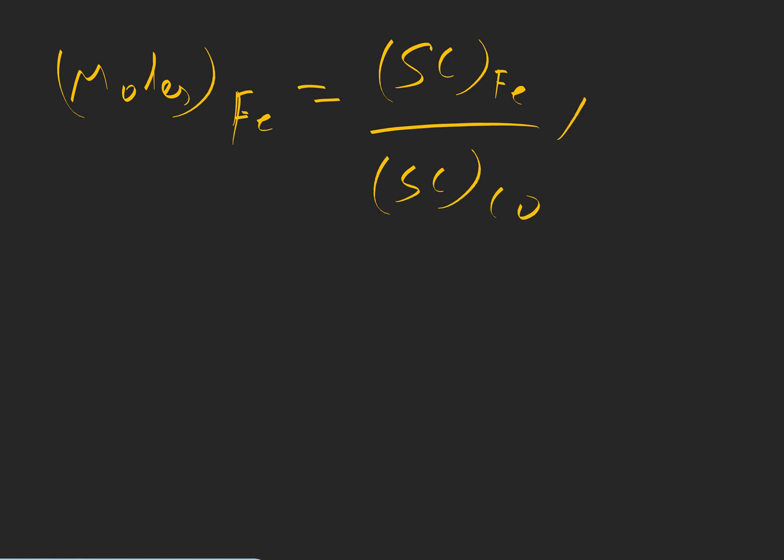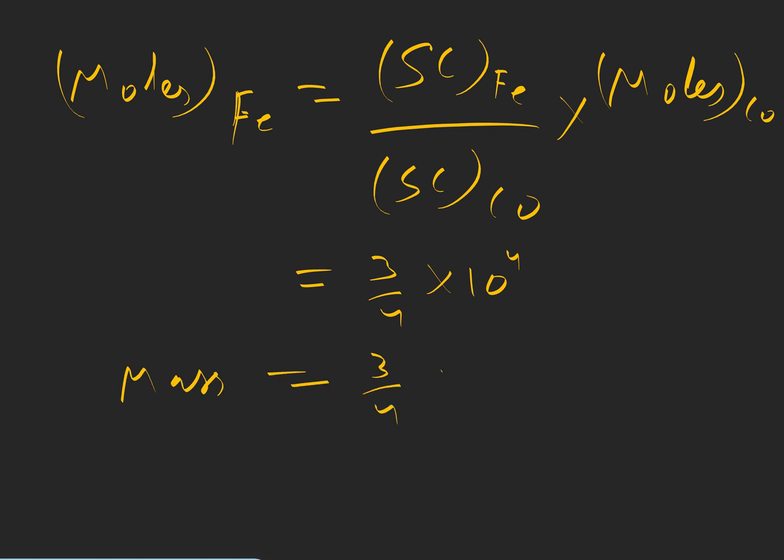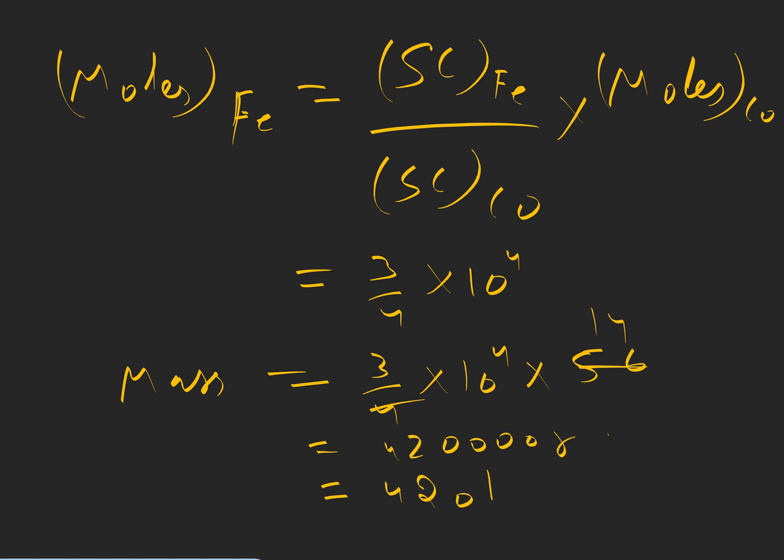Now for moles of Fe, either you use the direct stoichiometric method or use this formula. I have used the simple stoichiometric method in previous videos. So using this new formula, stoichiometric coefficient of Fe divided by stoichiometric coefficient of CO into moles of CO, you will get the answer. So I am getting 3 by 4 into 10 raised to power 4. Now if I want to calculate the mass, it will be 3 by 4 into 10 raised to power 4 into 56. So 14 4s are 56, 42 gram. So it is 420 kilogram.